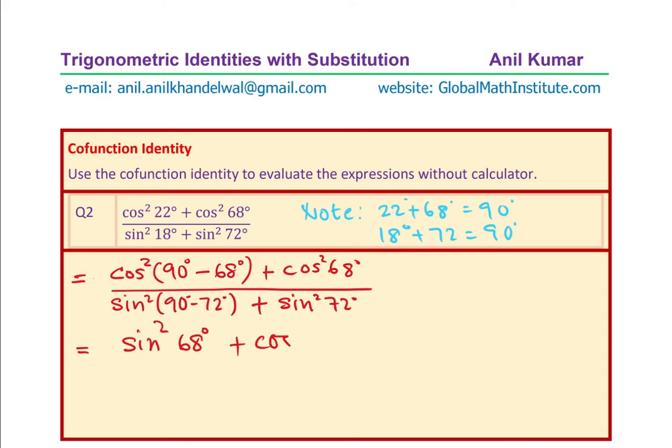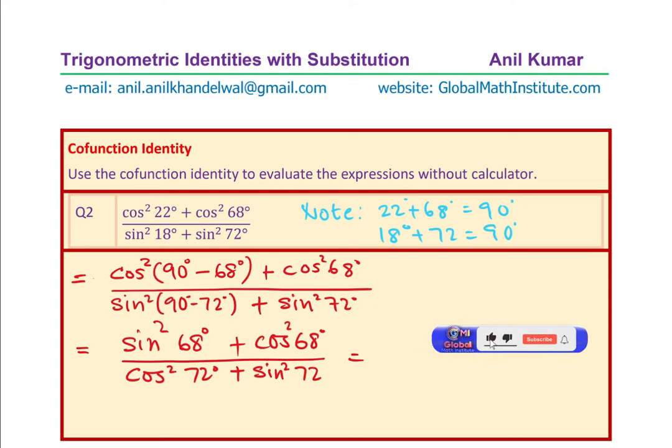So I could write this as sin square 68 degrees, and we already have cos square 68 degrees in the numerator. Denominator now becomes, sin 90 minus 72 is cosine. So we get cos square 72 degrees plus sin square 72 degrees. In the numerator, as you can see, we have sin square x plus cos square x, which is 1, and the denominator is also 1, and therefore this expression is equal to 1. So that is how we can actually evaluate the expression without a calculator.